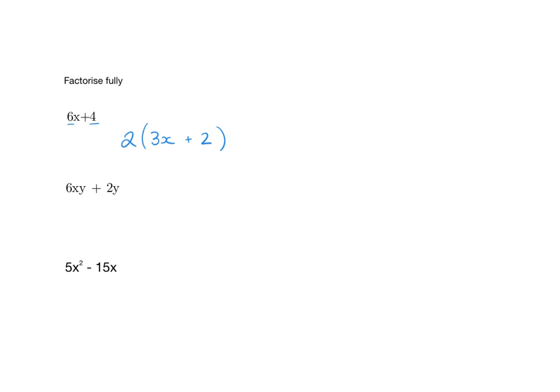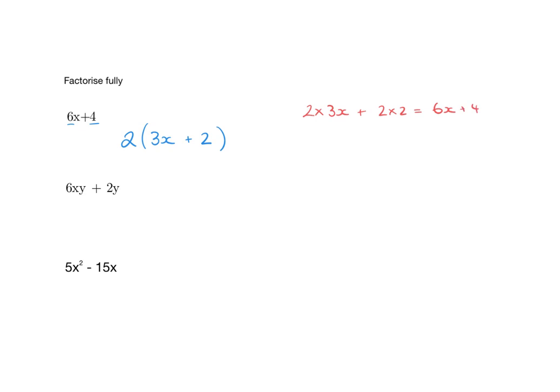Now, if I want to check my answer, I can expand and make sure that this does give me the expression that I wanted. So 2 times 3x plus 2 times 2 gives me 6x plus 4. So I'm happy with this.